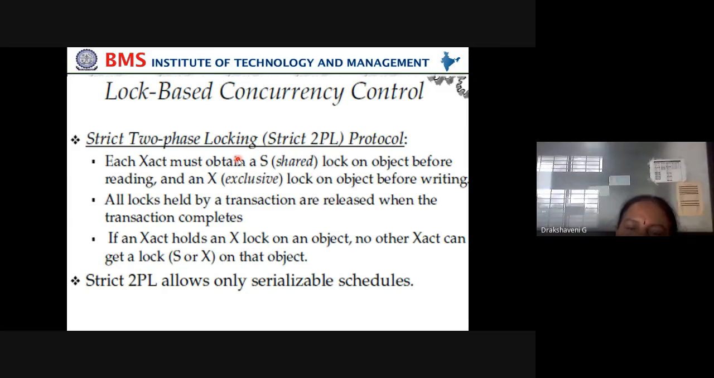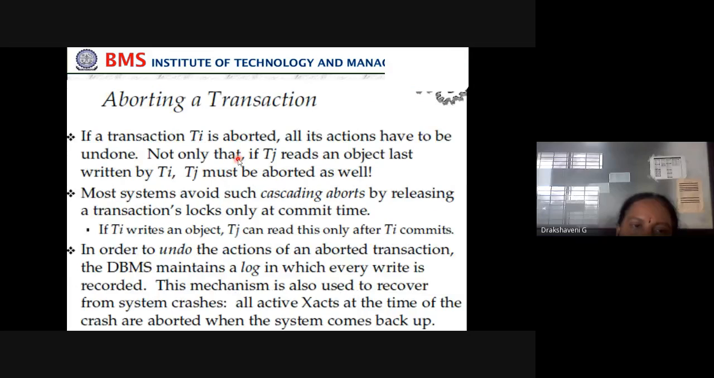And the lock based concurrency, because there should not be dirty write, read write, write conflicts with respect to database transactions. In that case, we are using something called locking. And again in locking, there is two-phase locking. One is shared lock and exclusive lock. So shared lock on object before and exclusive lock on object after. So we use an S lock for reading, X lock for writing.